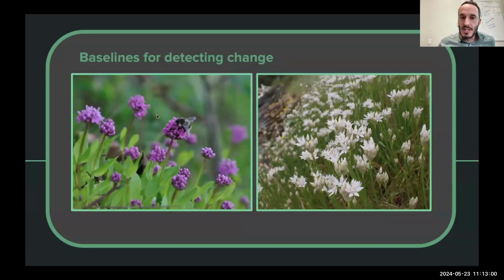So having established these baselines, I'll just now go over how we've used this information to detect historical change in these communities.